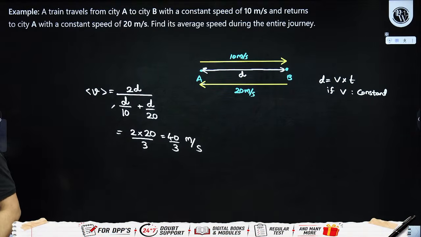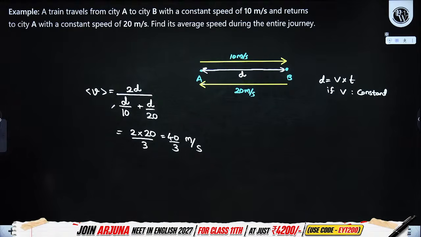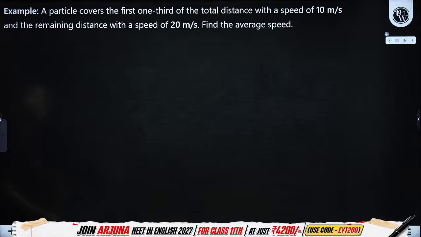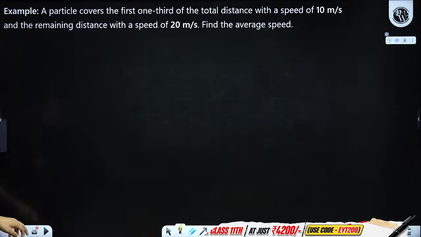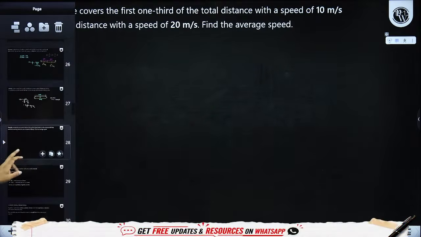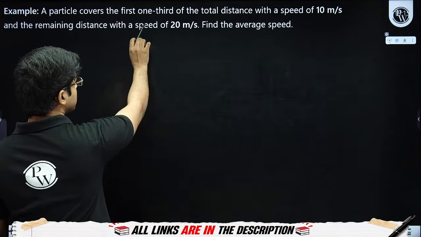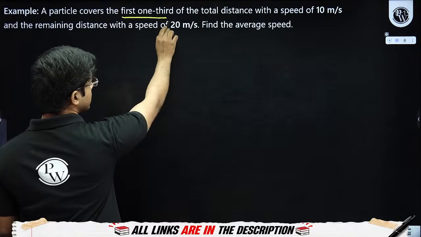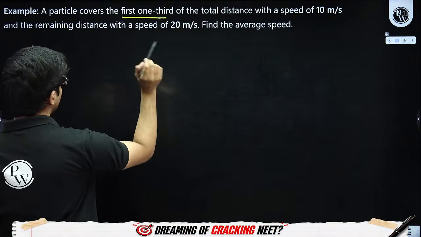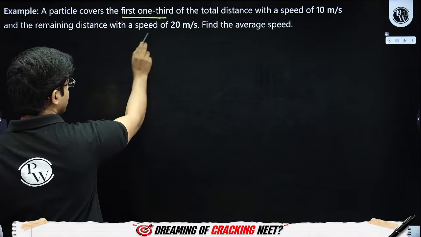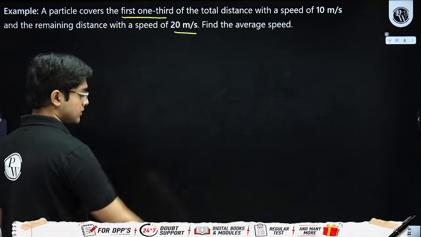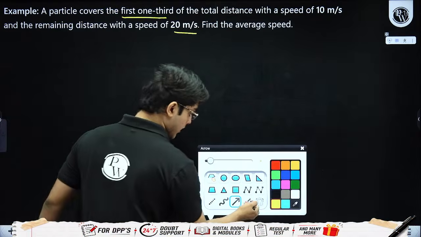Yes, 13.33, that will be the answer. Okay, so that was this type. Then we have one more. Okay, so here what is the question? A particle covers the first 1/3 of the total distance with a speed of 10 and the remaining with a speed of 20. Try to get the answer for this, guys.